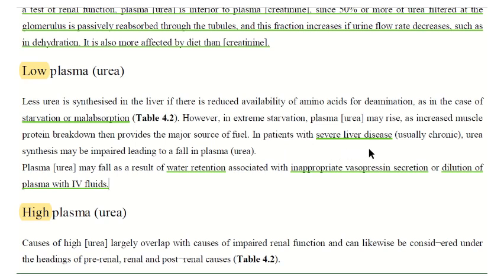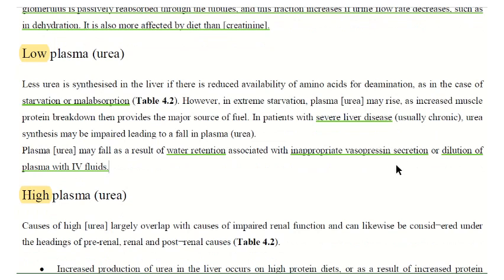In patients with severe liver disease, usually chronic, urea synthesis may be impaired, leading to a fall in plasma urea. إذن أيضا في حالات severe liver disease يصير fall بالبلازما يوريا بسبب urea synthesis may be impaired. The plasma urea concentration may fall as a result of water retention, وهذا associated with inappropriate vasopressin secretion or dilution of plasma with IV fluids.